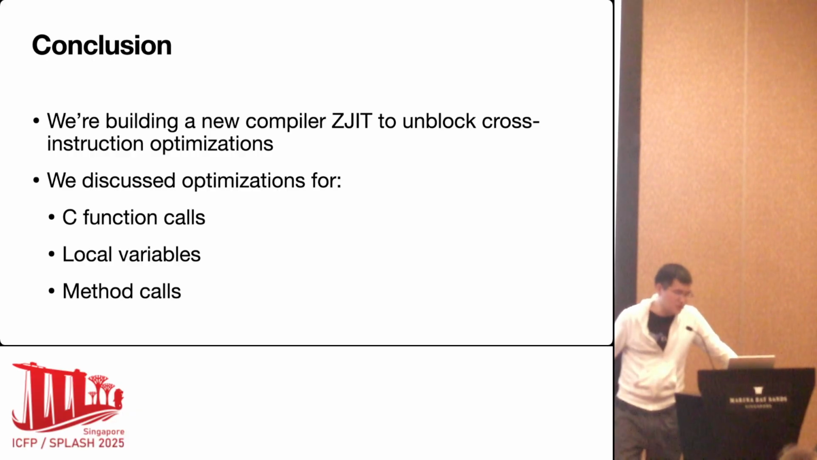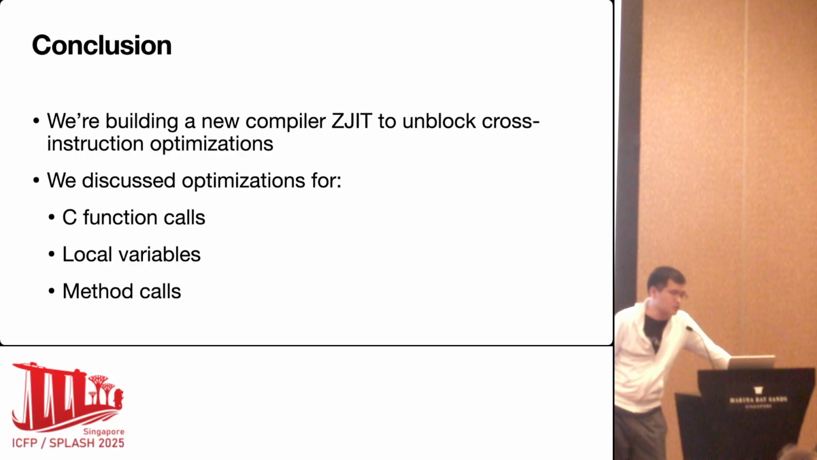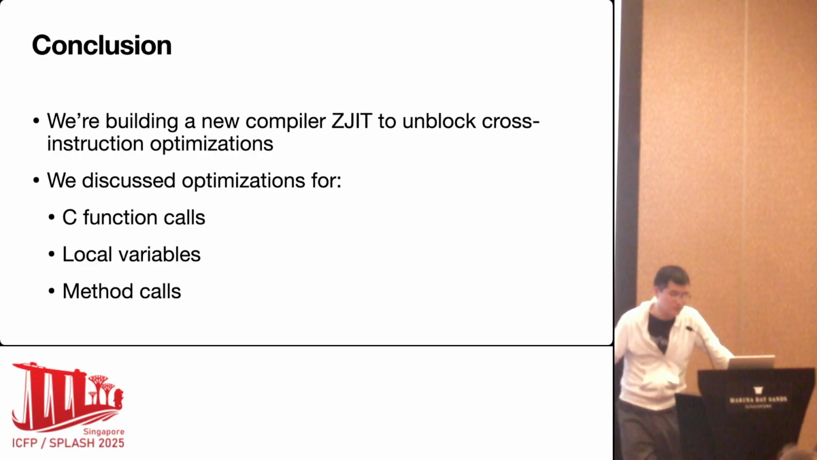So in conclusion, we are building ZJIT so that we can unblock cross-instruction optimizations, and we discussed the optimizations we are thinking of for C function calls, local variables, and method calls. That's it. Thank you.